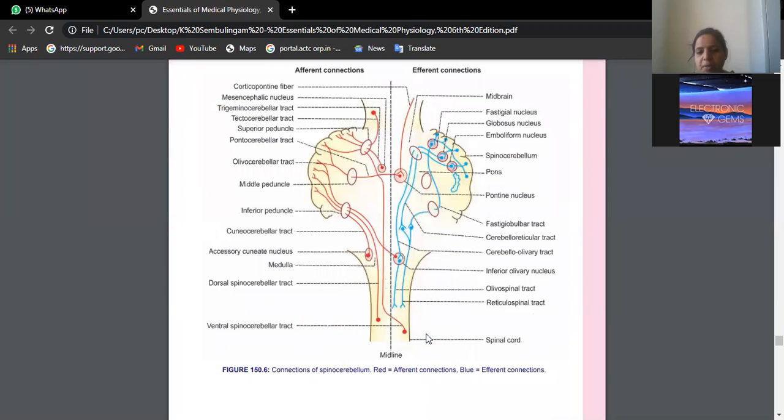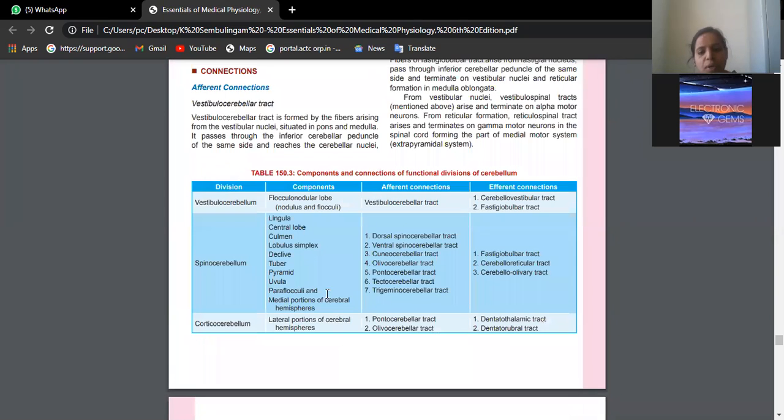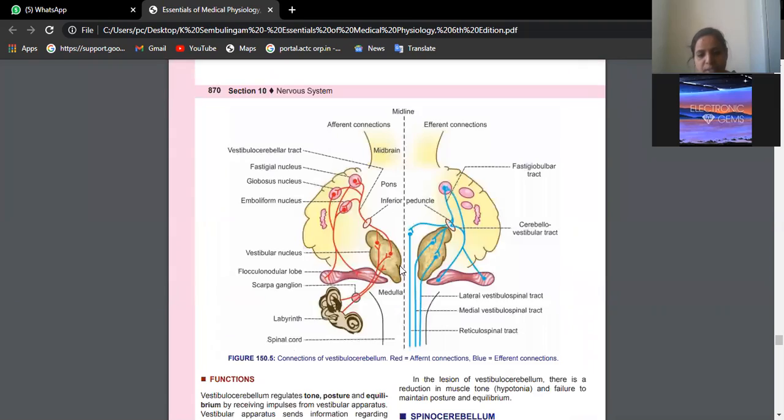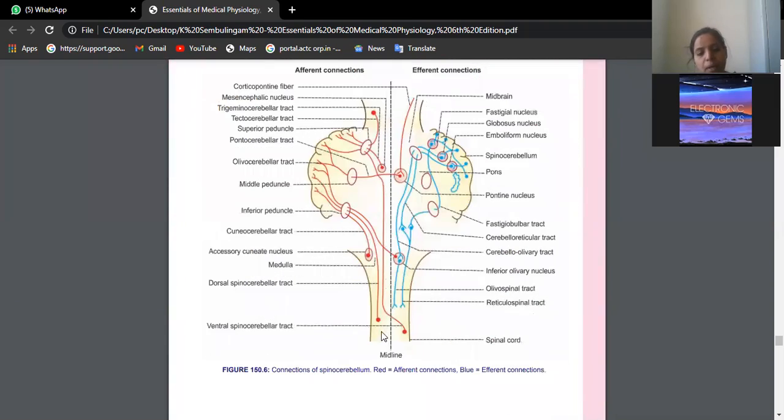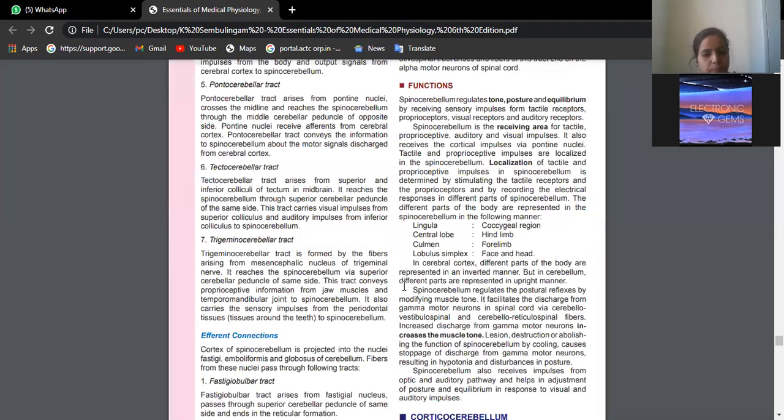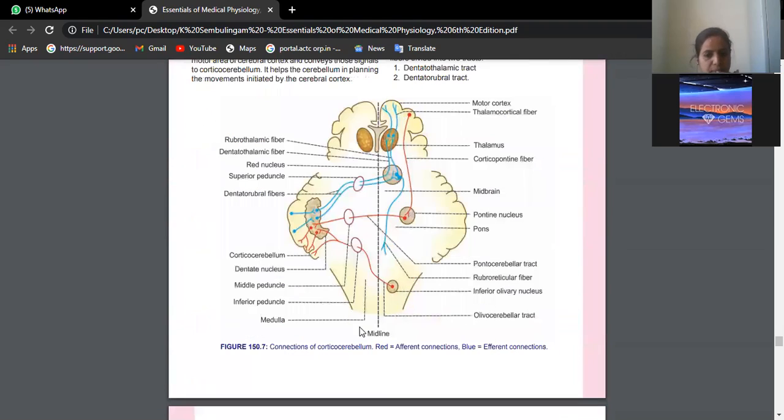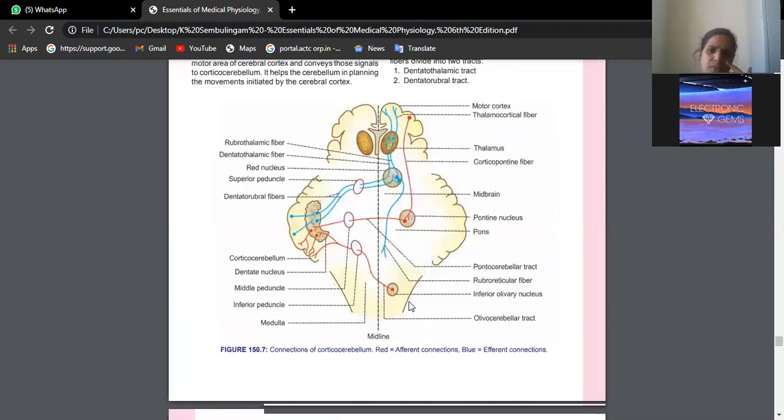Drawing three will be very difficult because time won't be sufficient. These are the connections from the spinocerebellum. Anyhow, you are writing connections in tabular form, and to draw everything becomes difficult. At least choose one among these three. This is the vestibulocerebellum diagram. This is the spinocerebellum, and next we have the corticocerebellum. You can draw it.